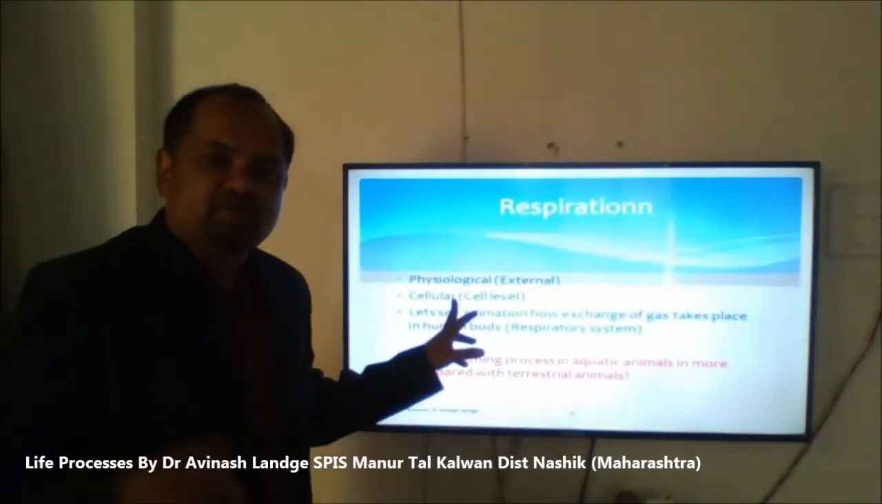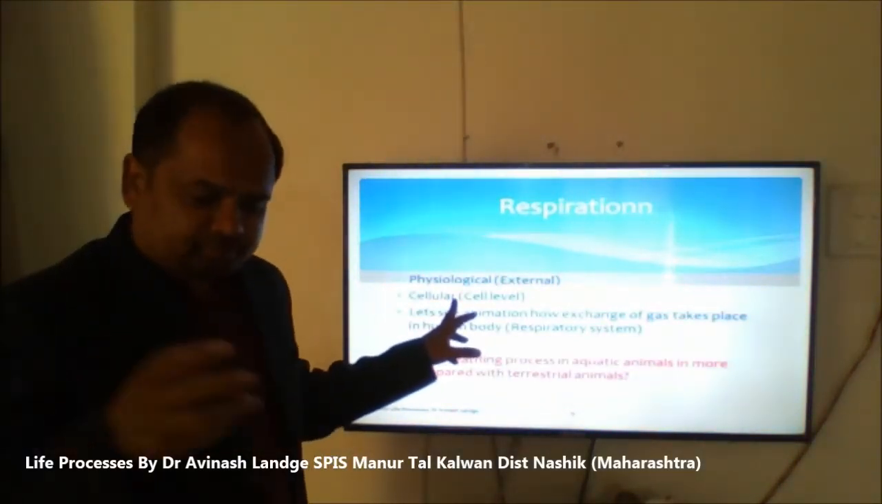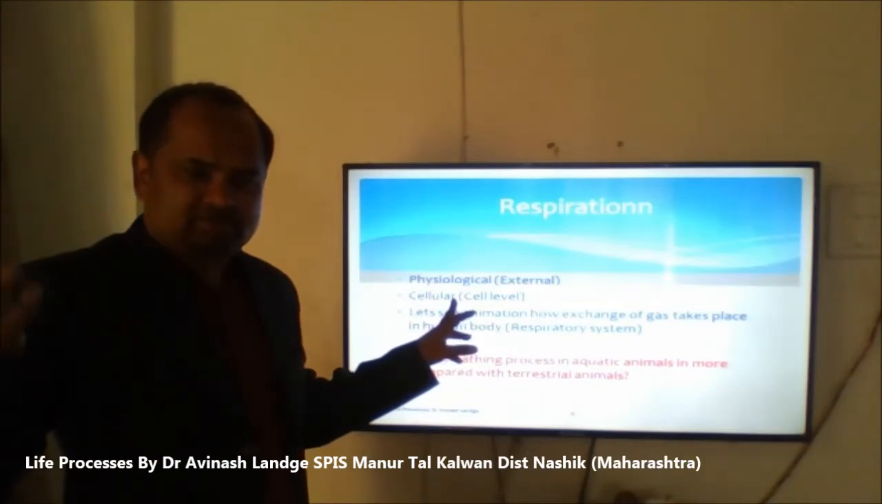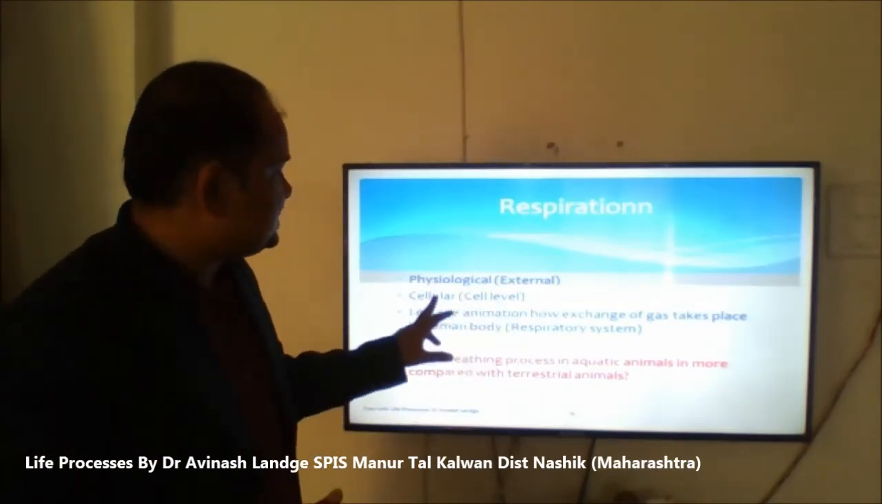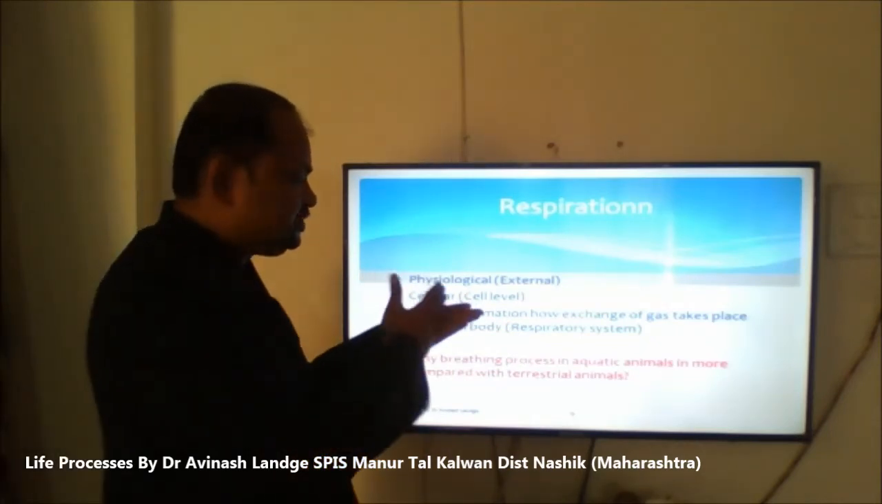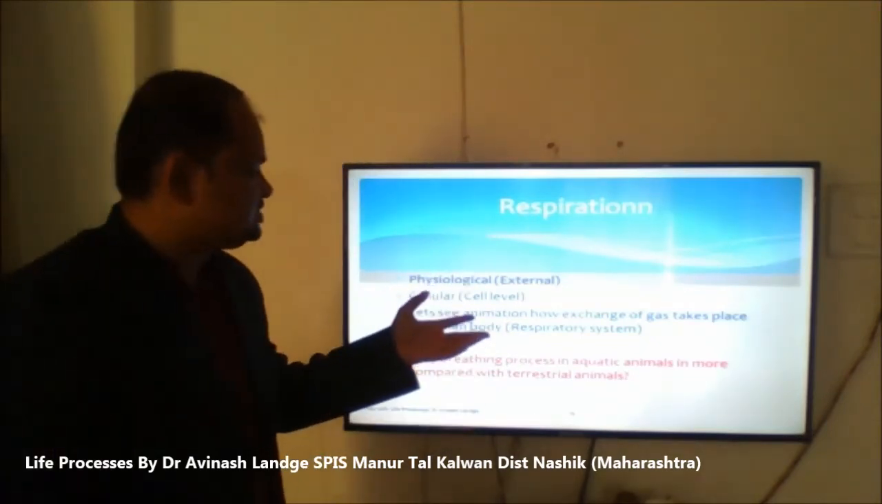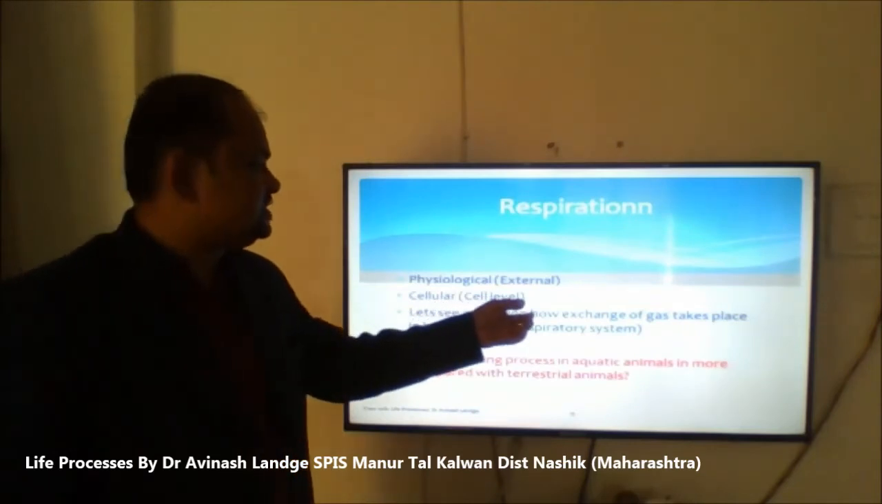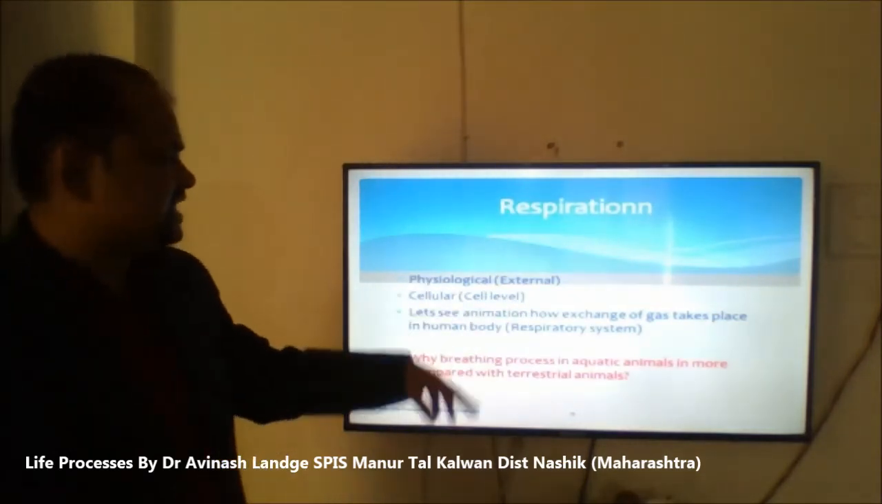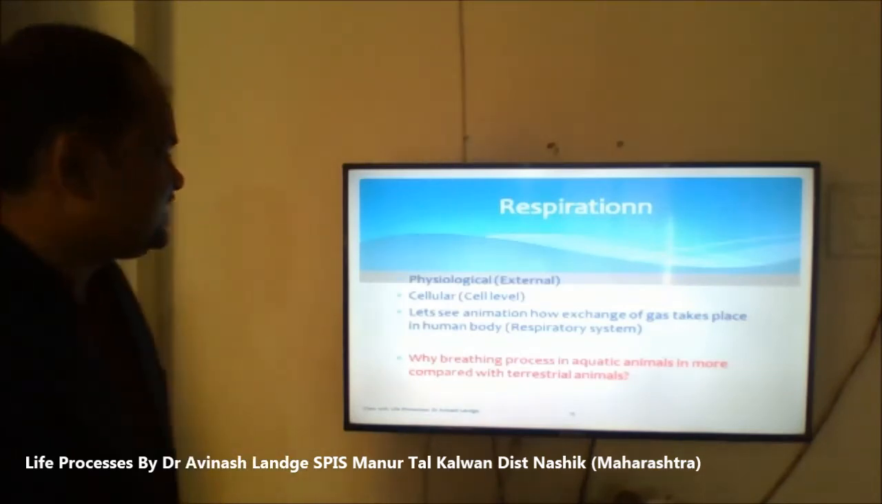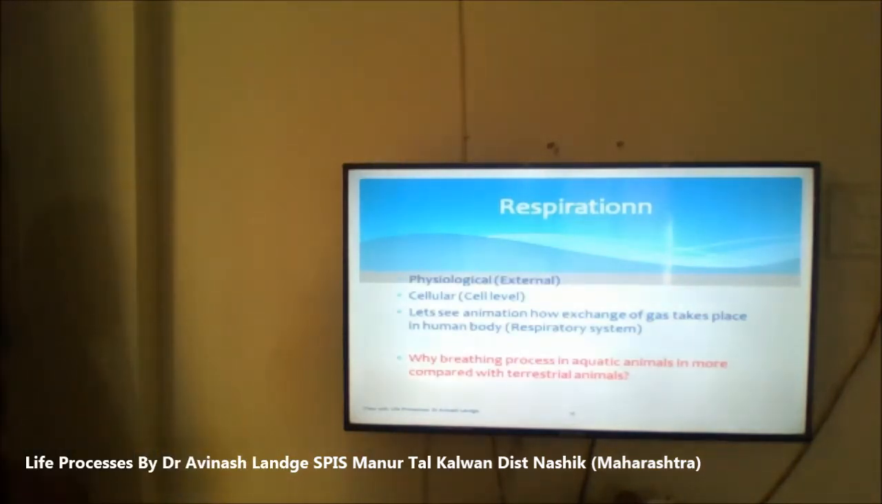So at cellular level, whatever food was absorbed through blood, with the help of blood we have sent it to the different parts of the body, and at cell level it needs to be broken down. For that oxygen will be required. So this is called cellular or cell level respiration. Let's see an animation of how exchange of gas takes place in the human body, that is the respiratory system.